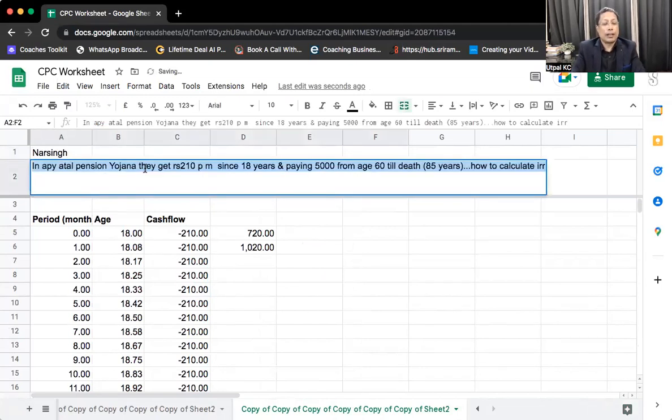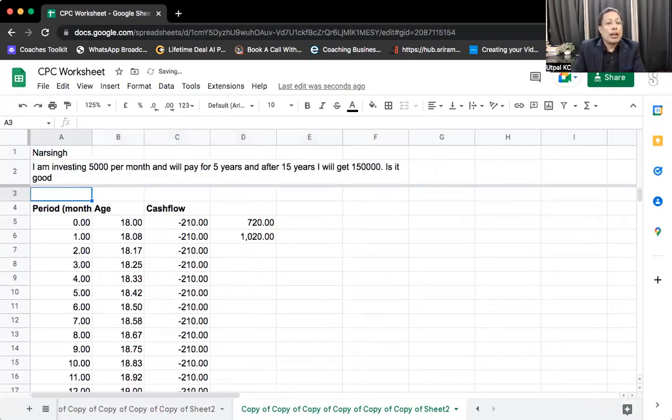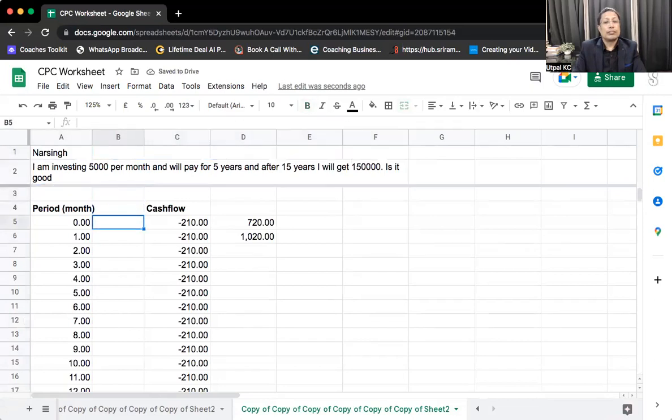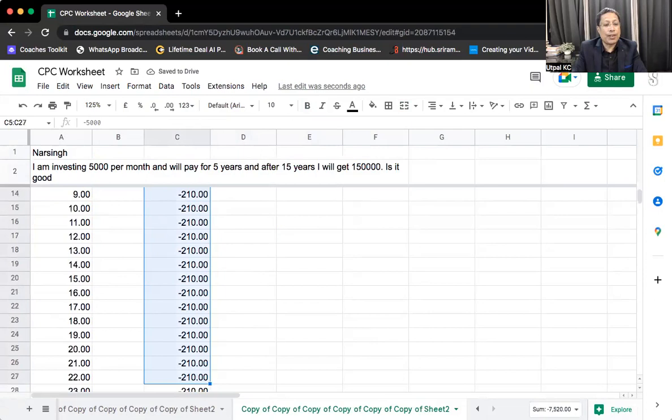Nursing, sir. 5,000 per month and will pay for 5 years. 5 years means 5 into 12, sir. Okay, age is not there. Sixty months. Okay, till 60 months, 5,000 rupees. Okay, minus 5,000. Till 60 months means 59.